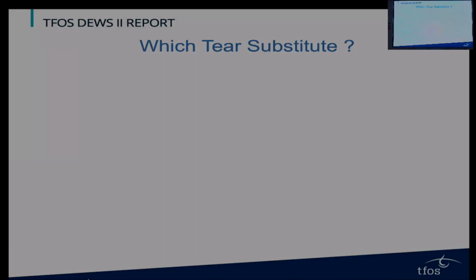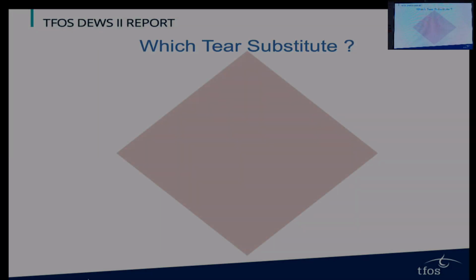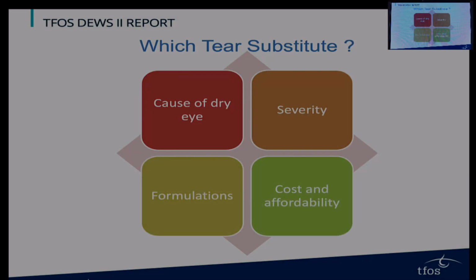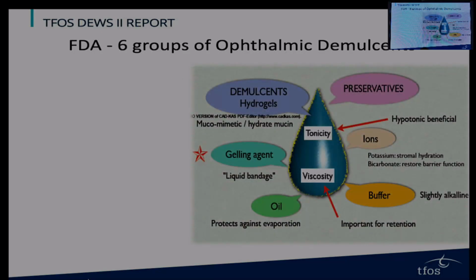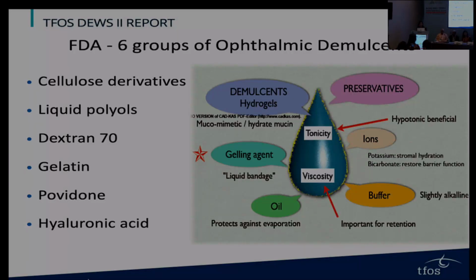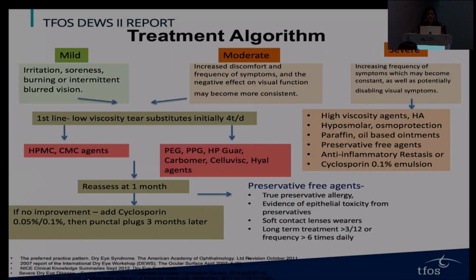So the question is, which tear substitute? It is not the tear substitute which the last MR has told you. You should know the cause of the dry eye, the severity, the formulations, and the cost and affordability is also a major issue. Essentially, there are 6 groups, and all the company people, the MRs who come, tell you all of the drugs can be classified into one of these groups. The important thing is that we should know which drug, when to start, when to stop or when to give.